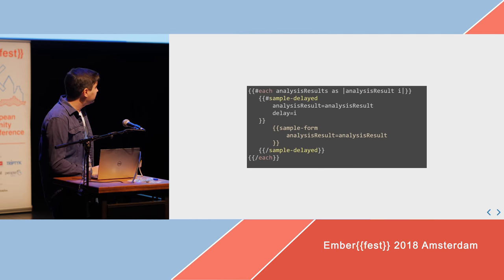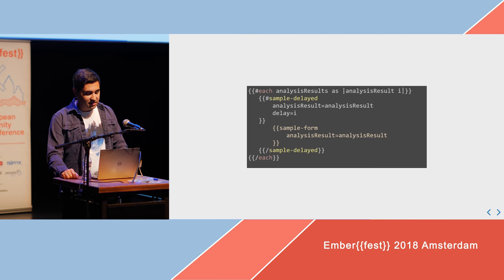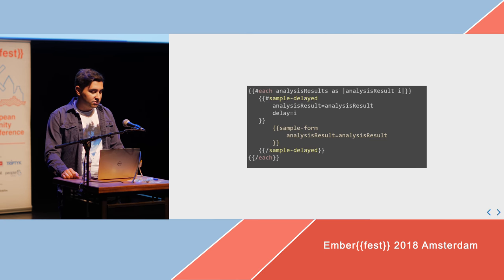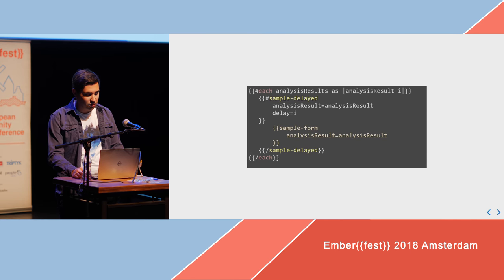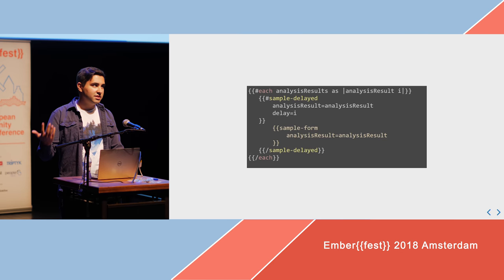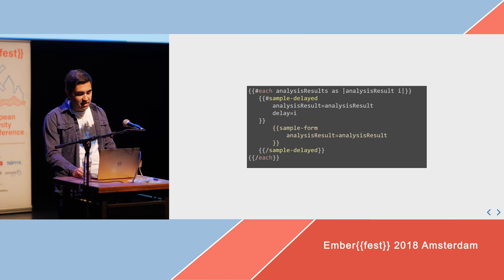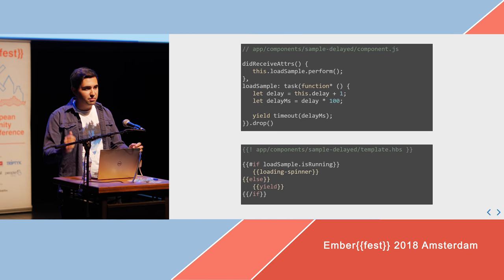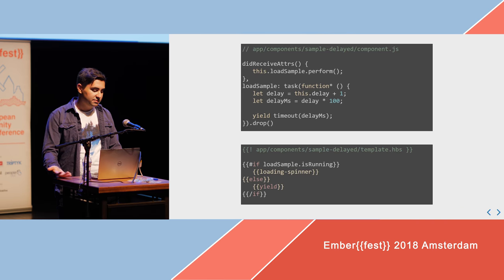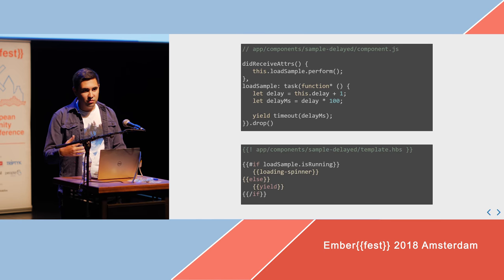So this is simplified. You can read the code. Basically, we have an each loop where we render, for example, 5 samples. Then we have this sample delayed component that takes a delay, which is just the index of the loop, so every sample has a higher delay than the one before. This yields the actual sample that then shows all the input fields. The sample delayed component is super simple. It just uses an Ember concurrency task to wait for a few milliseconds. And that's it. In the component, while it's running, we show a loading spinner, and once it's done, we just yield.